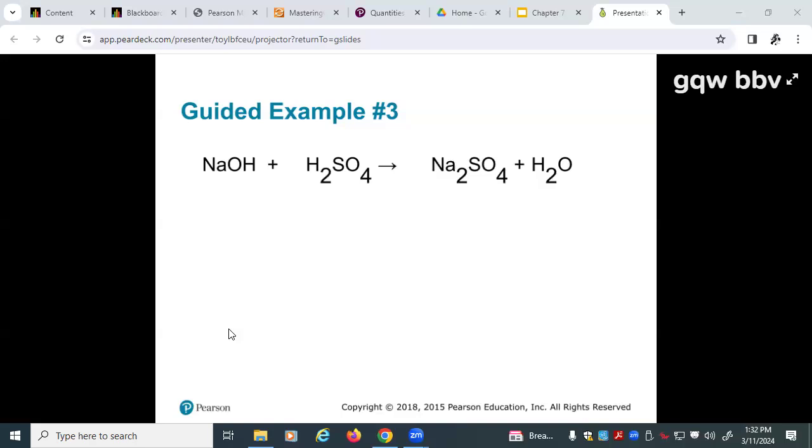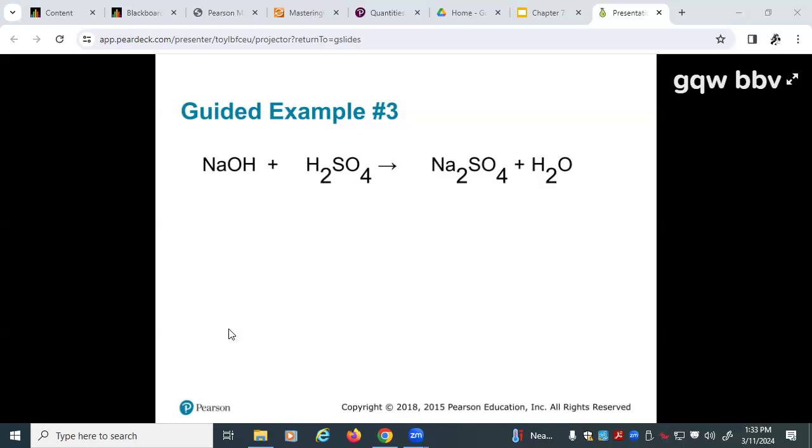All right, let's look at this third example here. We've got sodium hydroxide reacting with sulfuric acid, makes sodium sulfate and water. Now, this is not quite the same as the last kind of thing that we did. First of all, we're dealing with acids and bases, not salt solutions. So sodium hydroxide is a base. Sulfuric acid is an acid.